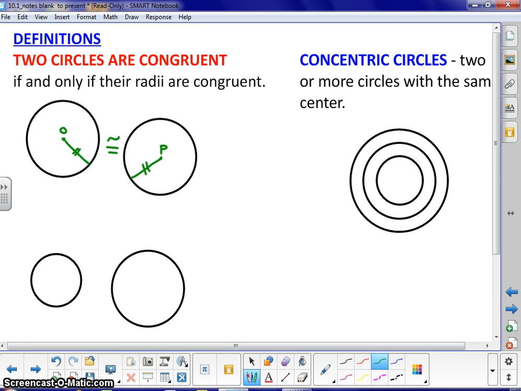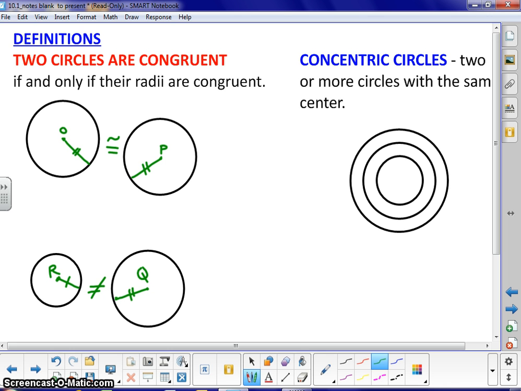On the other hand, we have points, let's go with R, and point Q, and their distances are not equal to each other. So if the radii are not congruent, therefore those two circles are not congruent.